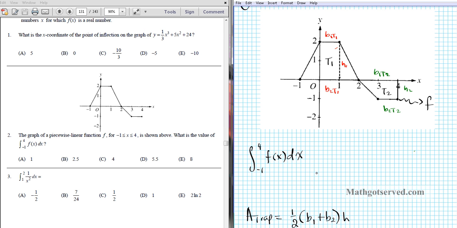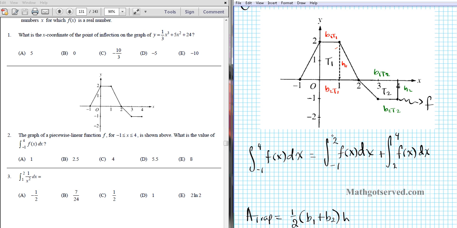So this integral that we're looking for, we can break it up into two integrals. We can break it up as the integral from -1 to 2 of f of x dx. This represents the area of trapezoid 1, the area under the curve when the function is above the x-axis, plus the second one is going to go from 2 to 4 of f of x dx. This represents T2, the area where the function is underneath the x-axis, all right? So there go the respective integrals.